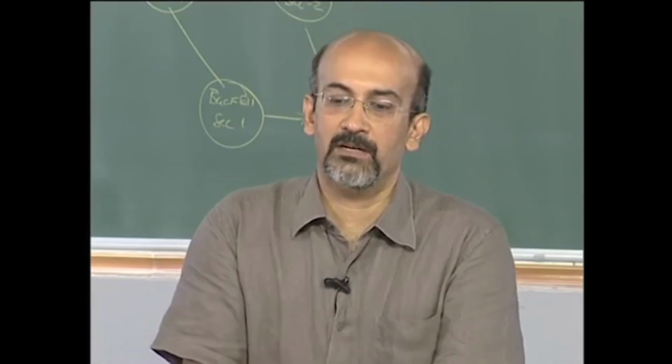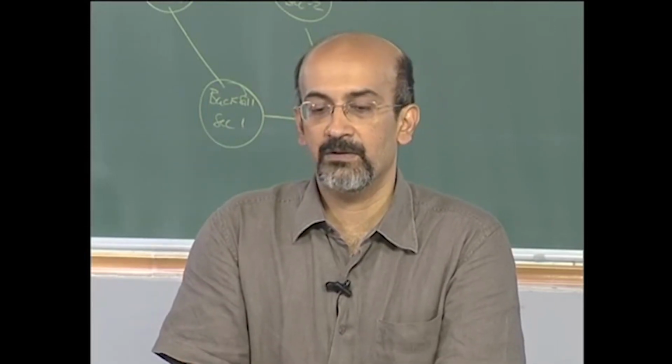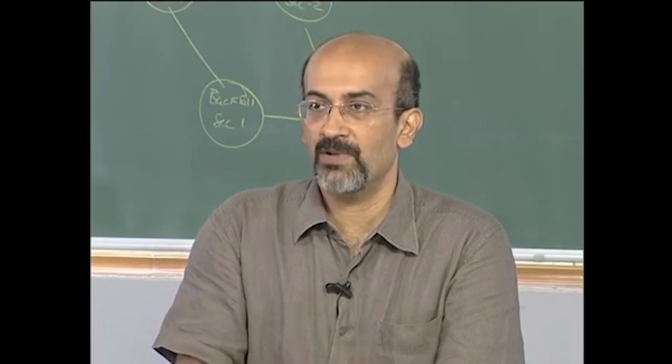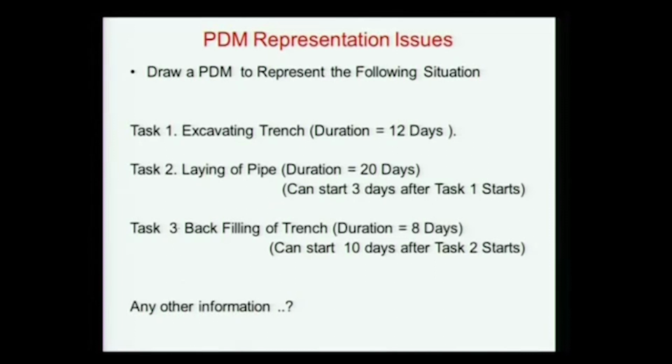So let us take a look at this problem. We represented it earlier using an activity on node, and we had to split the activities, but let us take this and see how we can represent it using PDM. Can you work on it for a couple of minutes and then we can discuss it. So how many activities? 3 activities. Start to start. Two start to start relationships. People still working on it?